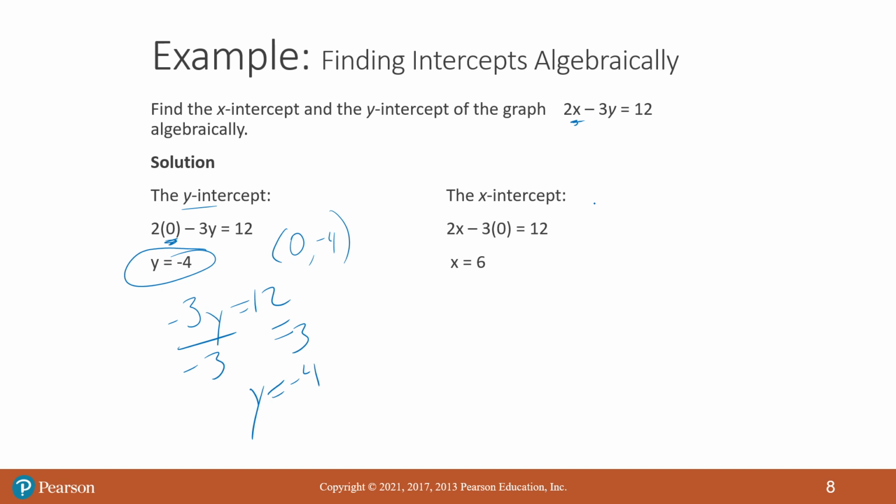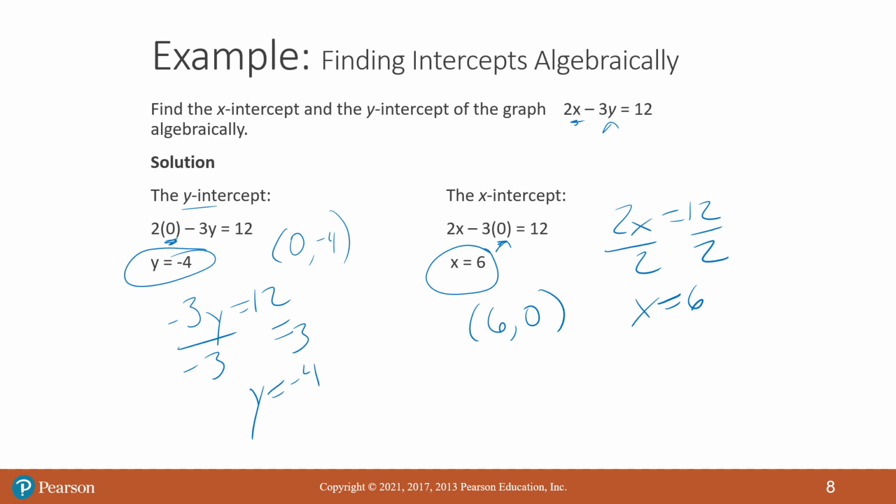Let's look at the x-intercept. For the x-intercept, we will let y be 0, just like we did here. Both of these we're just setting equal to 0. So we get 2x minus 3 times 0 equals 12. Well, 3 times 0 is 0. That just leaves us with 2x equals 12. You can see they divided by 2 here, so x equals 6. So our x-intercept is 6. If we wrote this in point notation, it would be 6, 0. Okay, so we have our x-intercept, we have our y-intercept. They were very easy to solve algebraically.